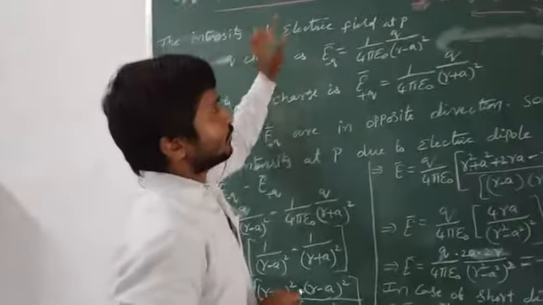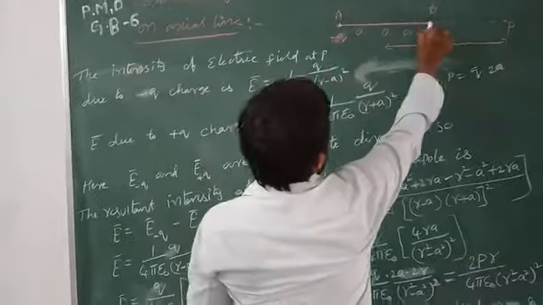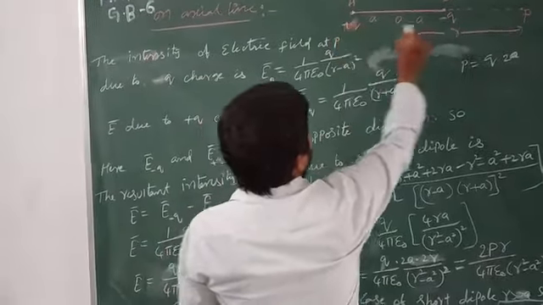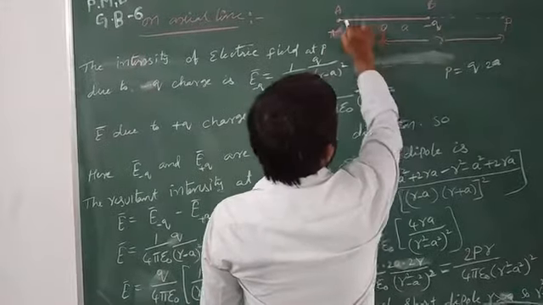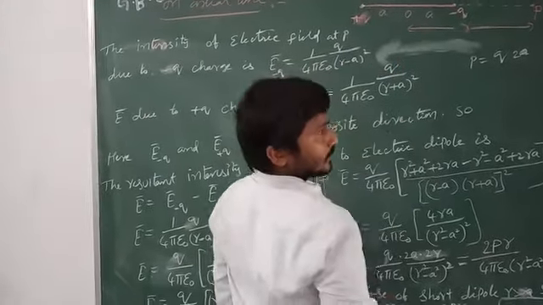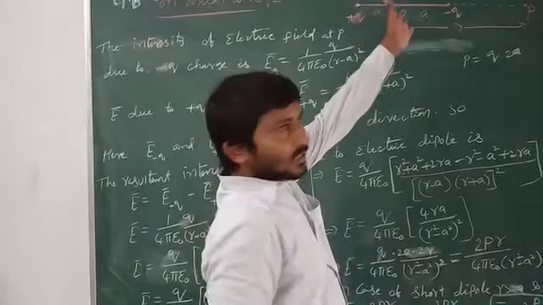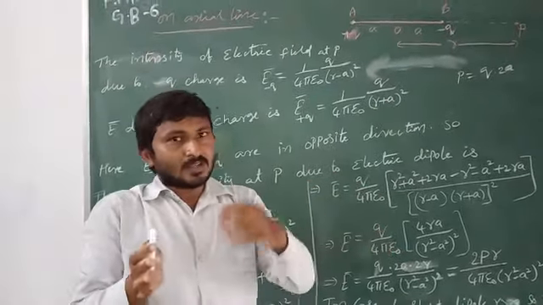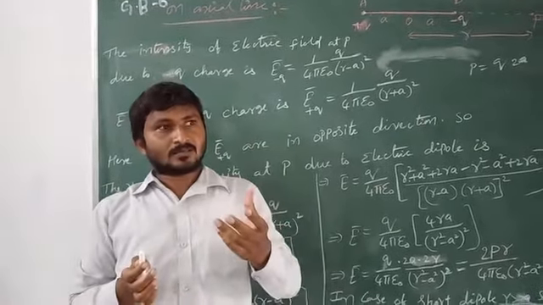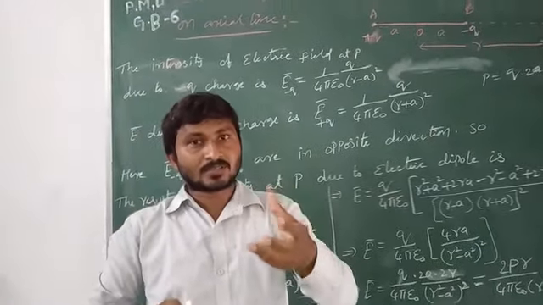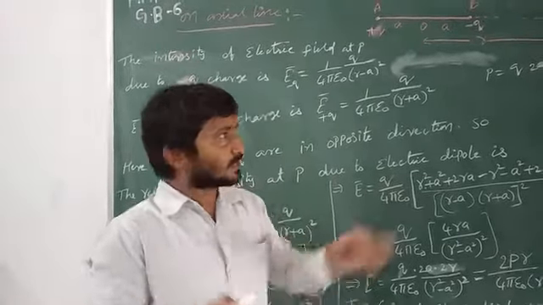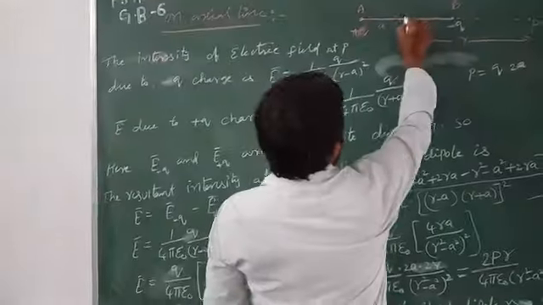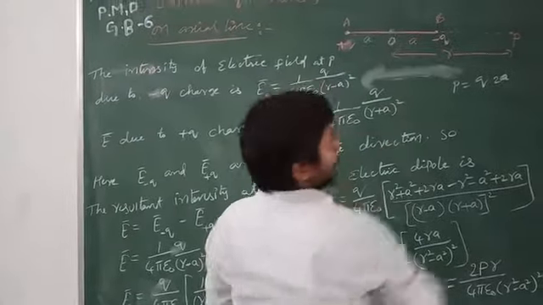For that purpose, let us consider an electric dipole which consists of two charges plus q and minus q separated by a certain distance 2a. As shown in the diagram, they are not separated by a large distance; the distance between them would be in micrometers or angstroms. But for the sake of convenience, we take more distance between the two charge carriers. Let O be the center of the electric dipole.